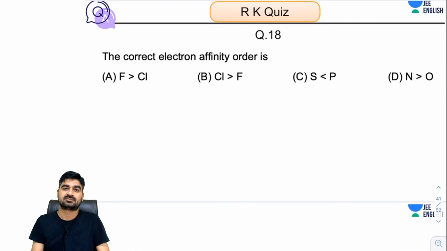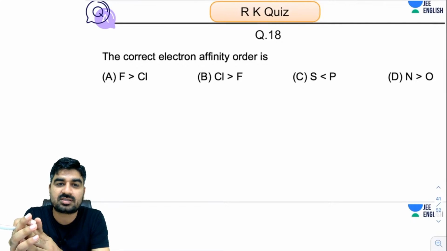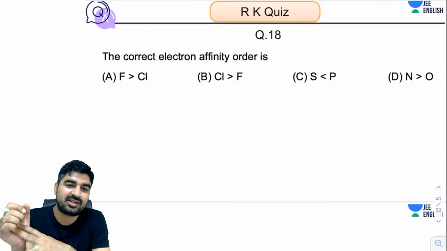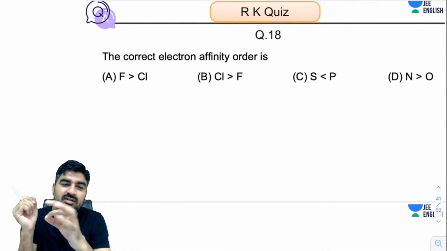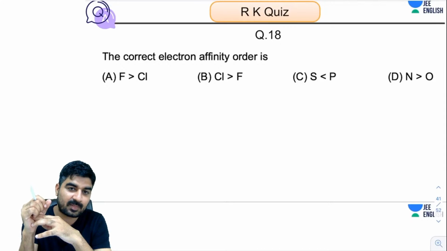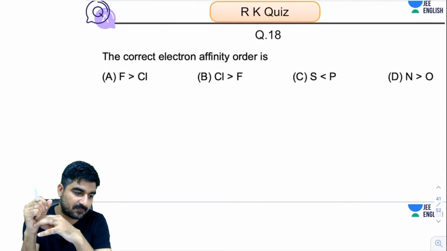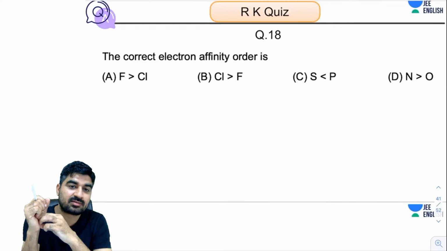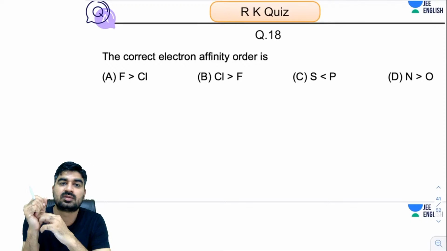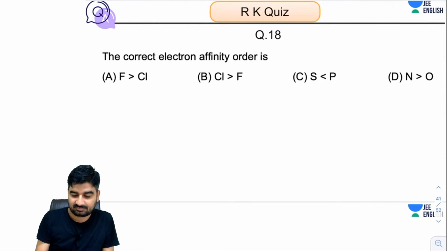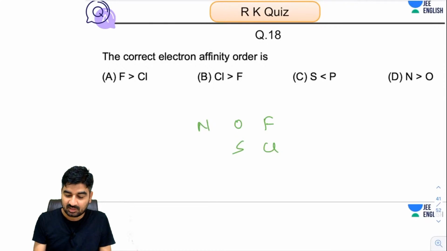Question number 18. The correct electron affinity order is, it is very easy. Just 30 seconds. Now you can answer. In fluorine and chlorine, chlorine will have more. So it is not the answer. So B.